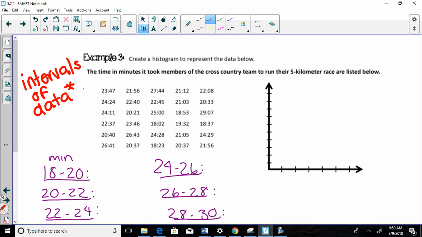So now we're going to be dealing with intervals of data. This has to do with time and minutes it took members of the cross country team to run their 5K. And so if I did a dot plot, I would have to do a dot for every single individual time, and that would tell me nothing, right? So we do a histogram to show us each increment of minutes. So we know the fastest runners are from 18 to 20 minutes, and then from 20 to 22 minutes, and it gets a little bit slower as we go down.